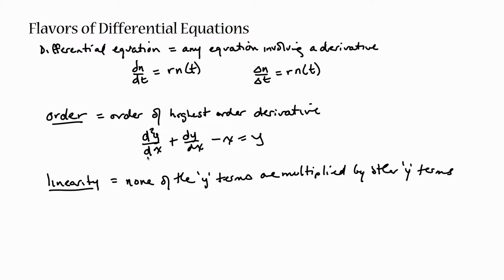So for example, this one up here is a second order linear differential equation because none of these y terms are multiplied by any others. But if I change it and I say this one is y times dy by dx, suddenly this is a nonlinear second order differential equation because you can't separate these y terms from each other. It makes it a nonlinear term. And whether or not your model is linear changes what tools you can use to analyze it, so it's an important distinction to remember.